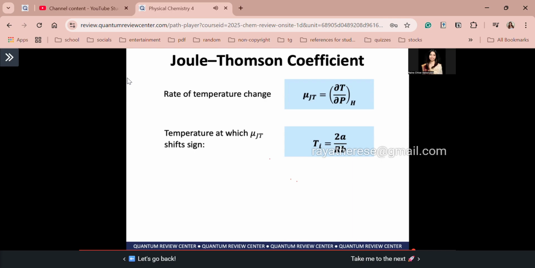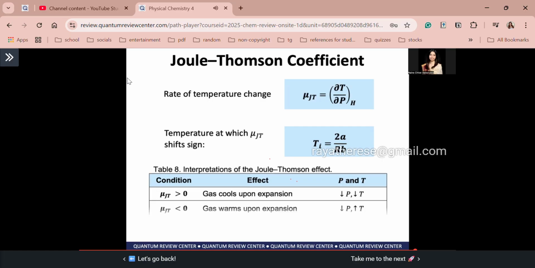So again, guys, this happens in the throttling process. You put a gas through a porous plug and then you change the pressure by decreasing it. So, you determine whether or not the gas will heat or cool upon expansion, upon the lowering of pressure. That is throttling.